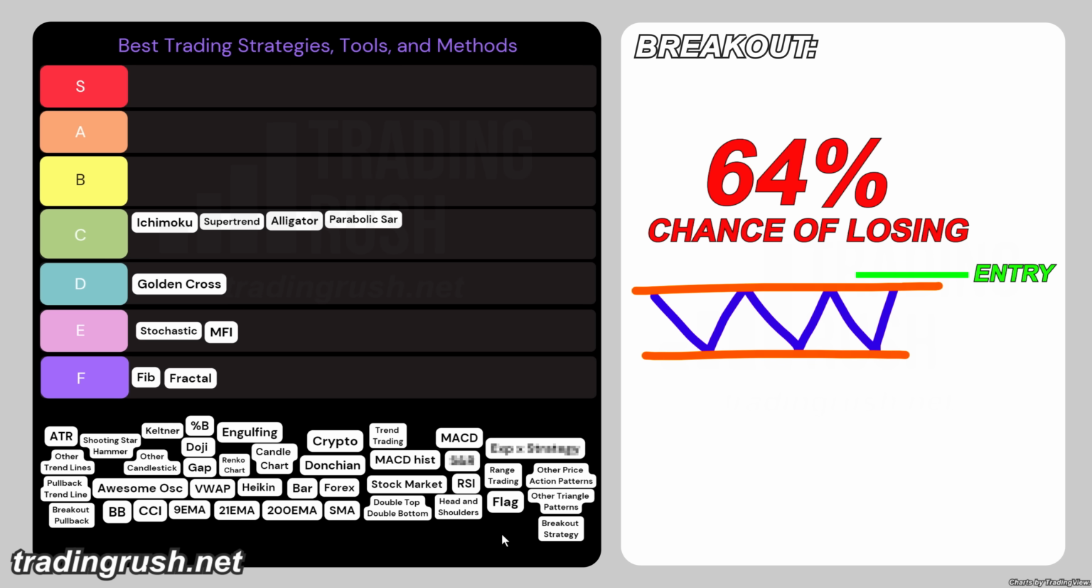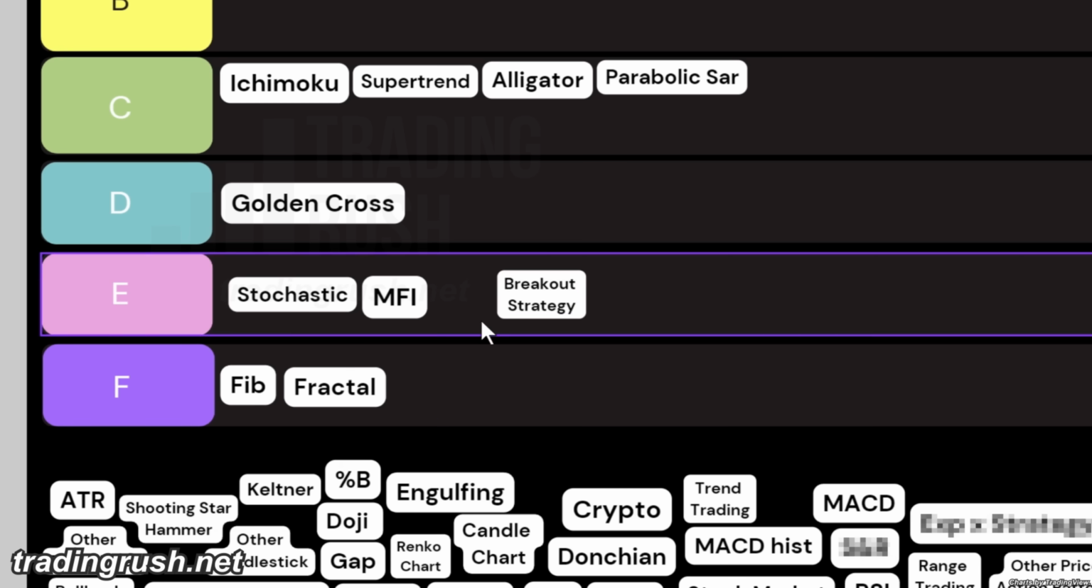When I tested it, the data said the same thing. It doesn't work most of the time. Maybe it did many years ago, and maybe it does work in some specific situations. But based on what I saw, I would rate it in the E category.